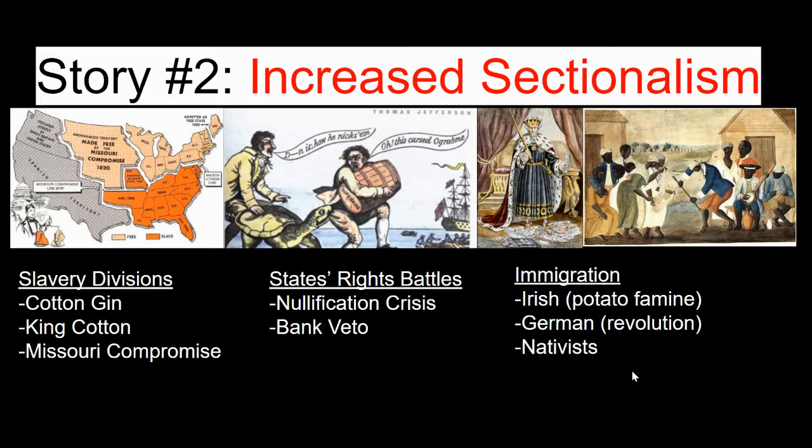This will eventually lead to the Know Nothing Party in the 1850s, and a term you really need to know, nativist, because that's a term obviously we see through each wave of immigration.